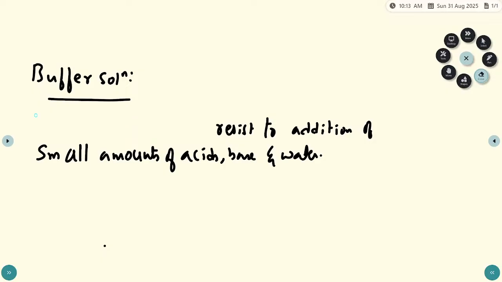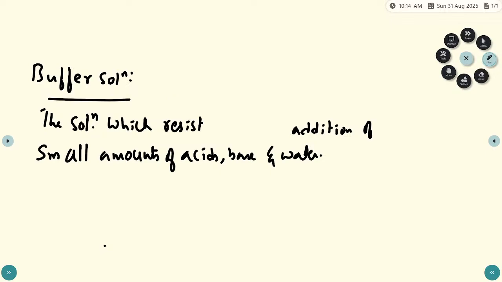What are buffer solutions? The solutions whose pH resists change by the addition of small amounts of acids, bases and water are known as buffer solutions.